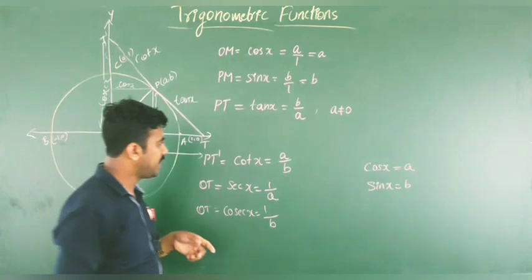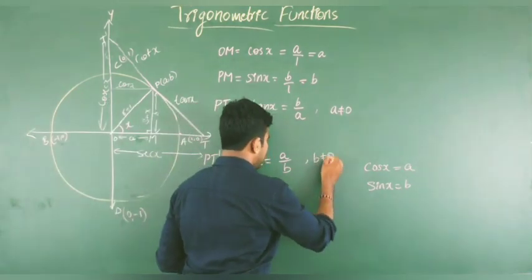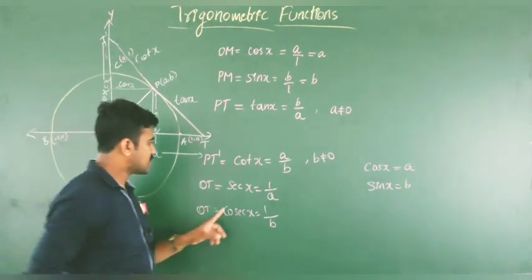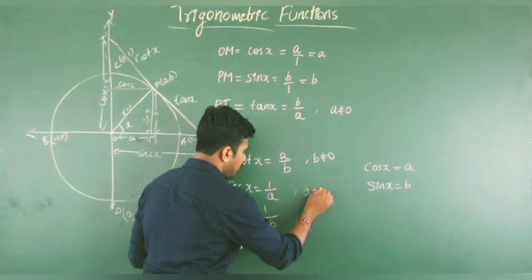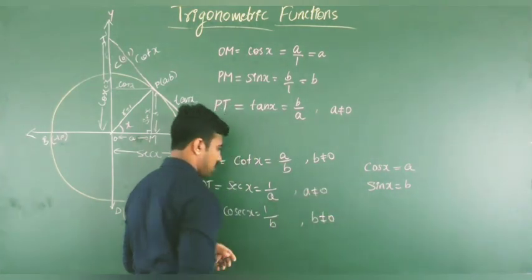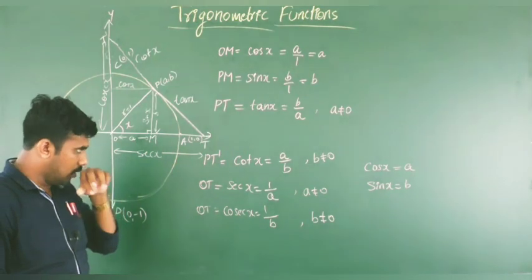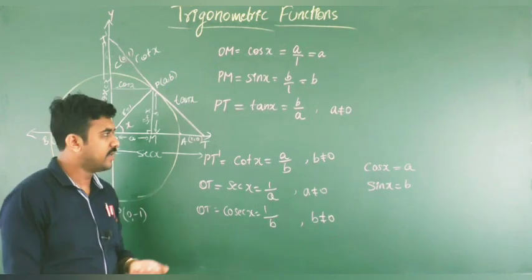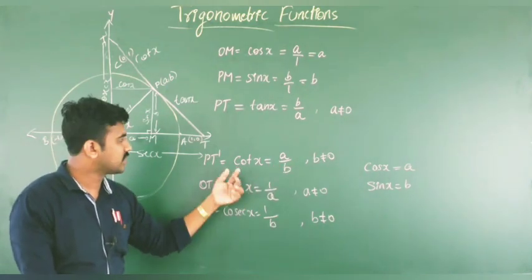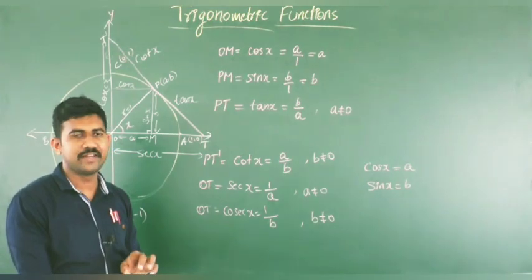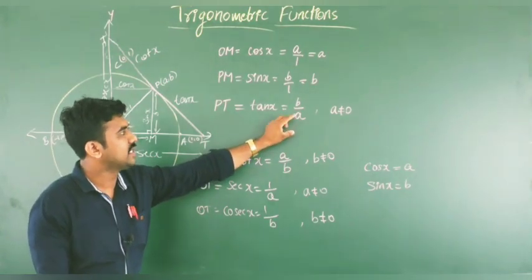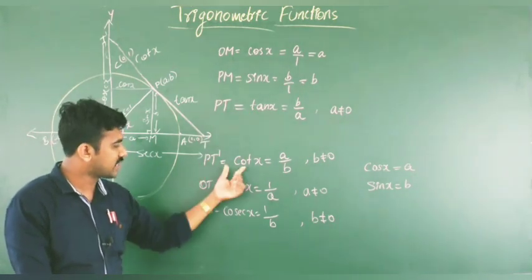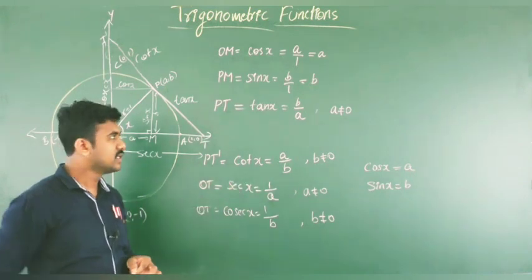Similarly, the denominator b here is not equal to 0. If b is equal to 0, then cot x is not defined, so b is not equal to 0. Similarly, here also a is not equal to 0 and here b is not equal to 0. If a is equal to 0, then tan and secant functions are not defined. If b is equal to 0, then cot x and cosecant x are not defined. So it should be noted that a is not equal to 0 to define tan x and secant x. To define cot x and cosecant x, b should not be equal to 0.